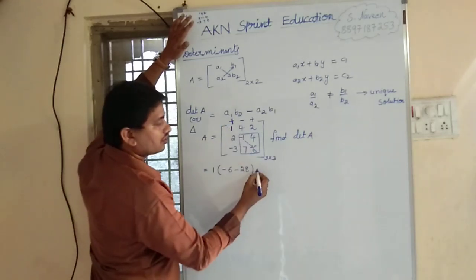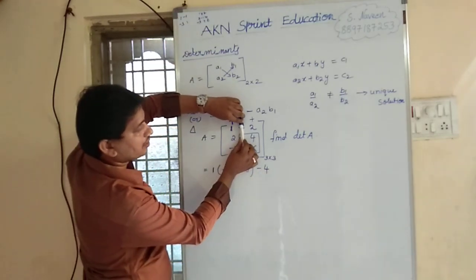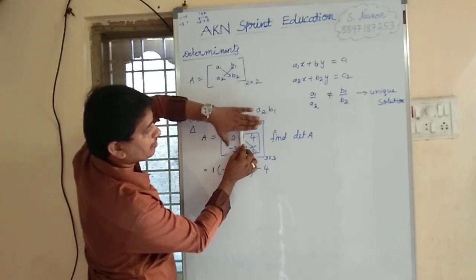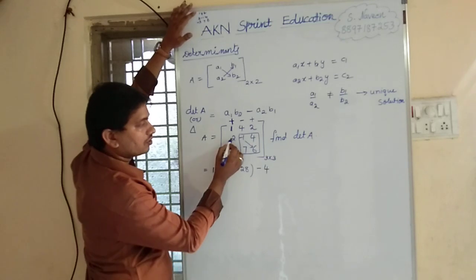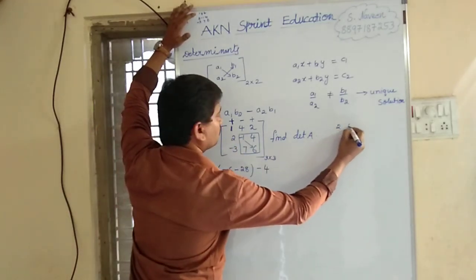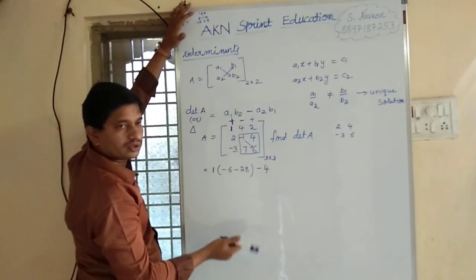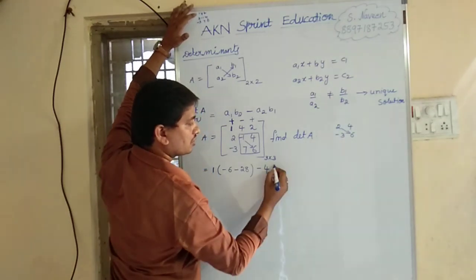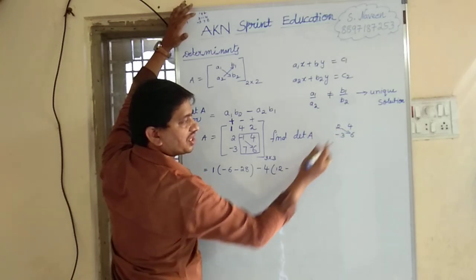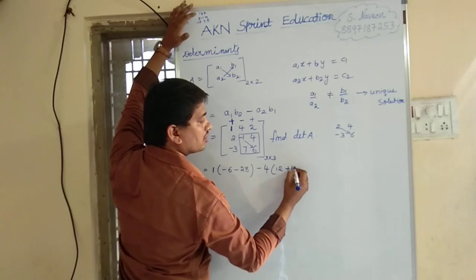What is the second element, children? We have minus 4. So you leave that particular column and particular row. The elements are 2, 4, minus 3, 6. What we have? 2, 4, minus 3, 6, children. Again 2 into 6, 2 6s are 12, minus into minus 3 into 4. Actually this is minus into minus plus, 3 4s are 12, children.